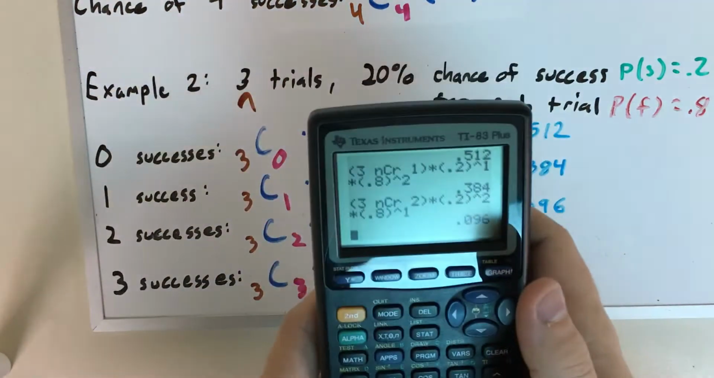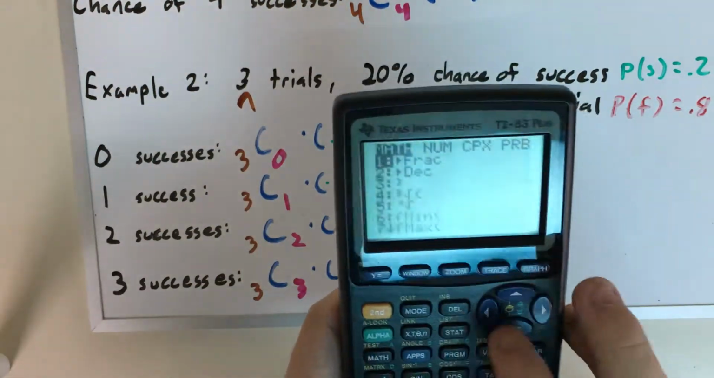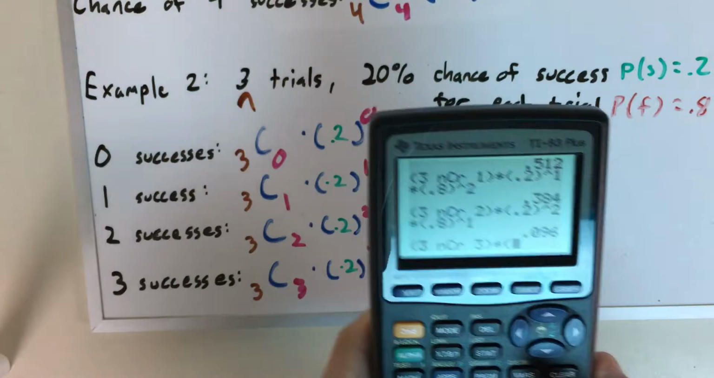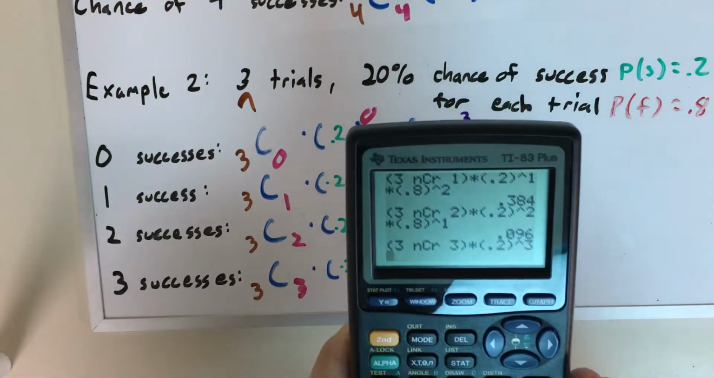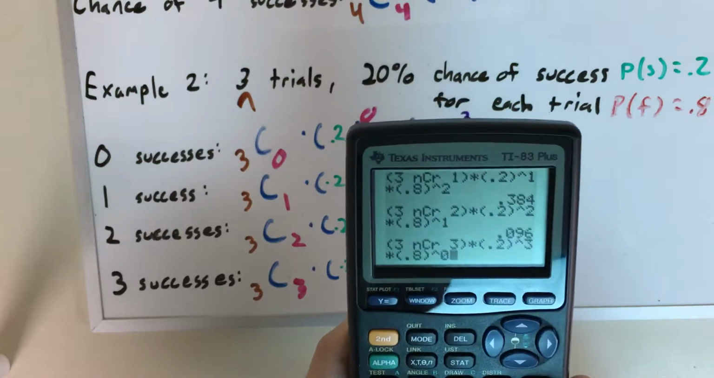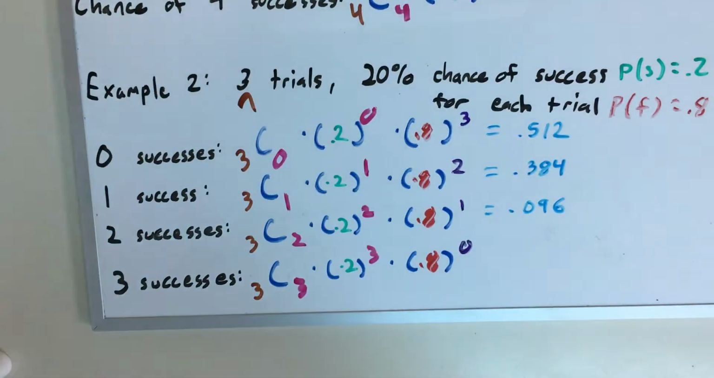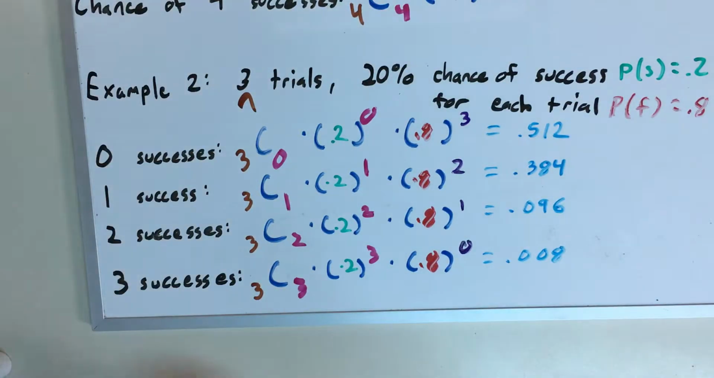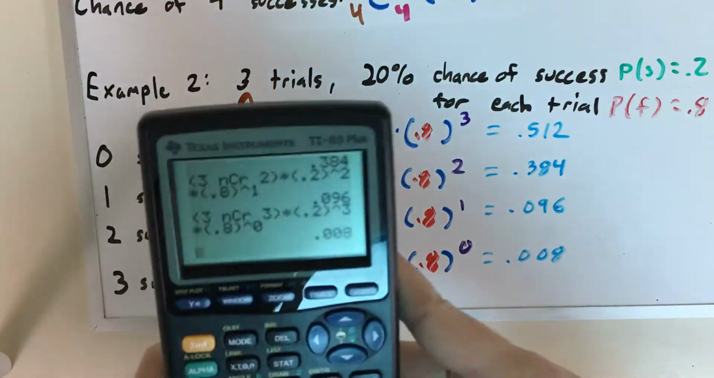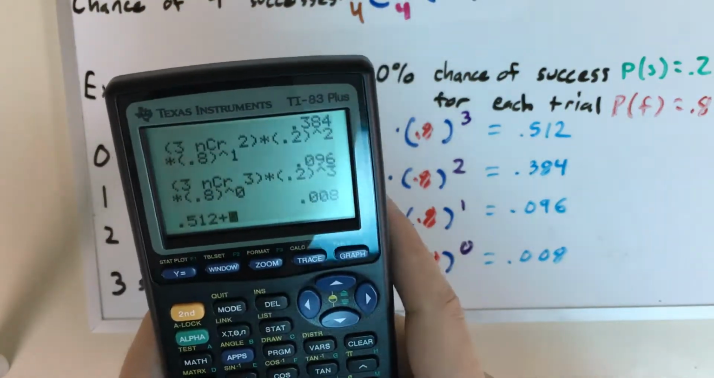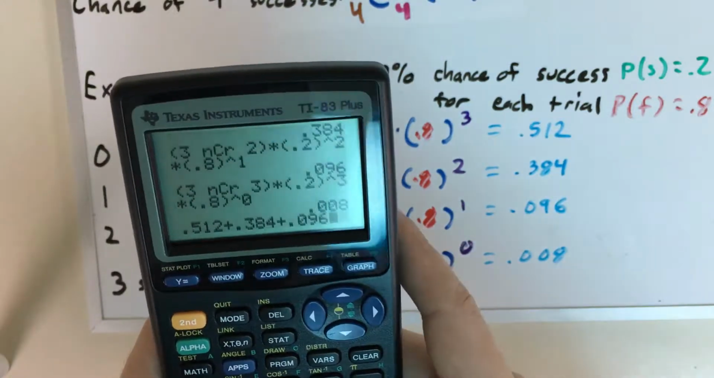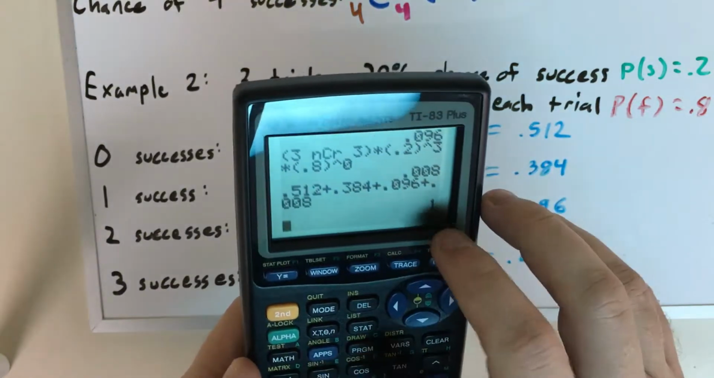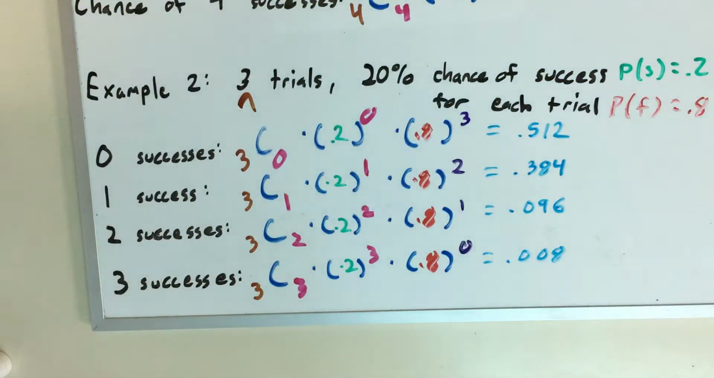And finally, the probability of 3 successes, 3 choose 3 times 0.2 raised to the 3rd times 0.8 raised to the 0, 0.008. And now I'll go ahead and add all these up just to be sure. And I know that I found all these because I typed them into the calculator and added them, and they got me 1. So that's essentially how we use this formula.